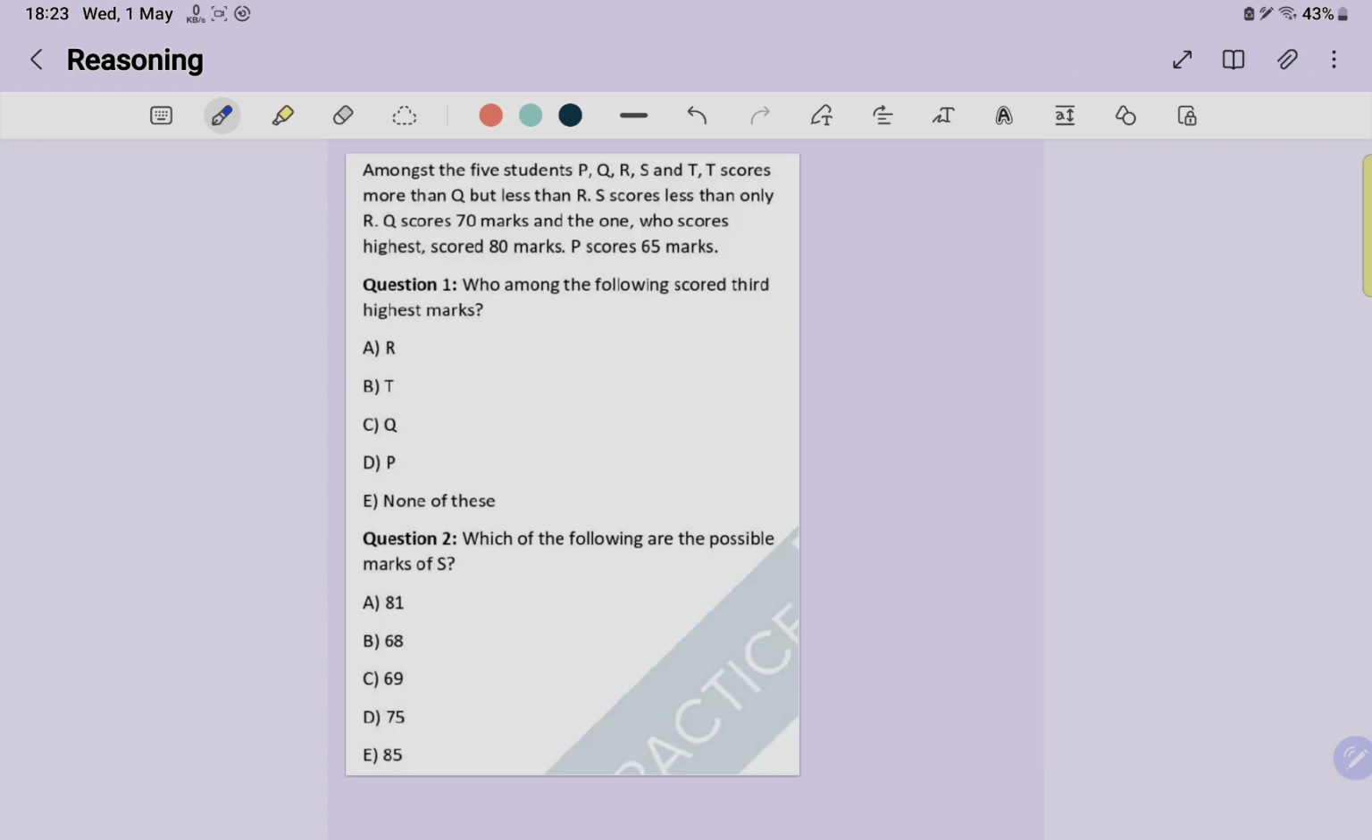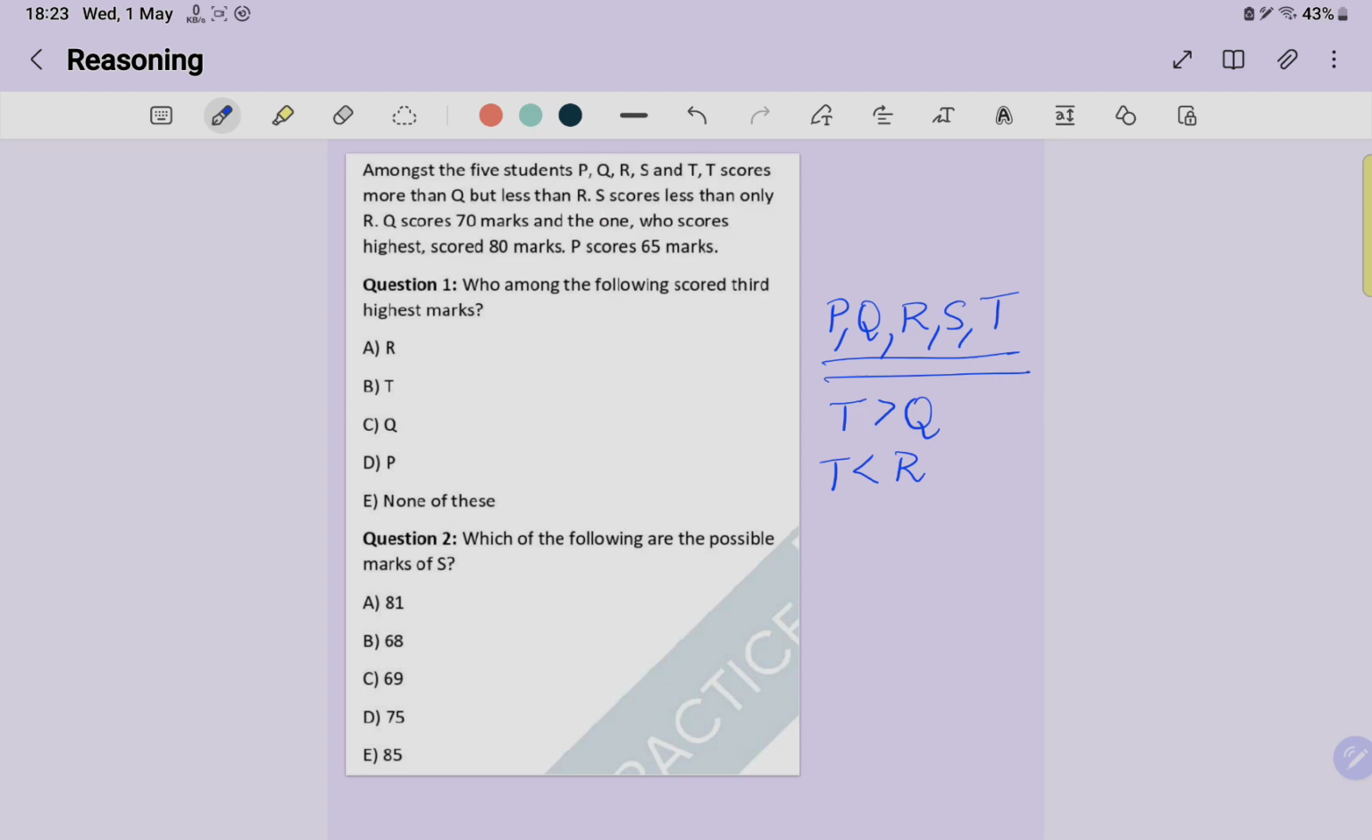So this is an example of a sum that we'll be solving today, which is based on ranking. And to solve it, you need to read the question very properly. Amongst the 5 students P, Q, R, S, T, T scores more than Q but less than R. So in this question we are being given that there are 5 students P, Q, R, S, T, and we have been given an idea that T gets more marks than Q. That means T is greater than Q but less than R. But this T is less than R.